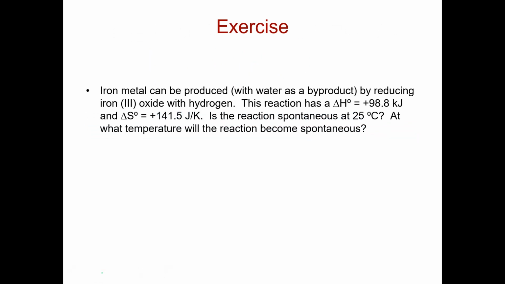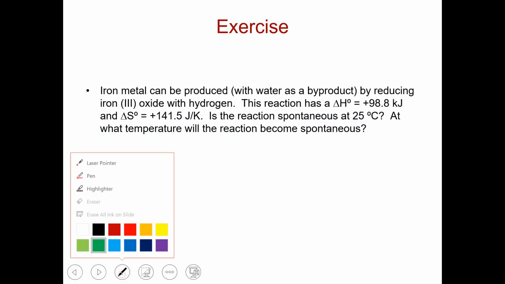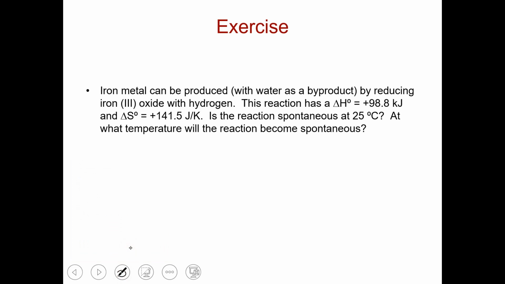So let's try a calculation here. Iron metal can be produced with water as a byproduct by reducing iron 3 oxide with hydrogen. This reaction has a delta H equals positive 98.8 kilojoules and delta S equals positive 141.5 joules per Kelvin. Is the reaction spontaneous at 25 degrees Celsius? At what temperature will the reaction become spontaneous?